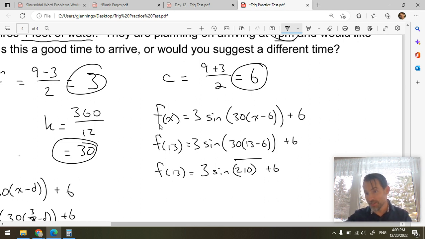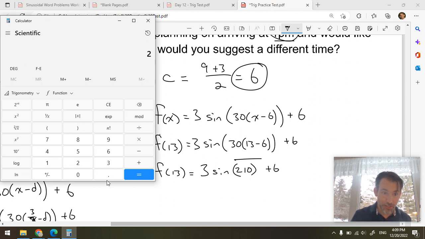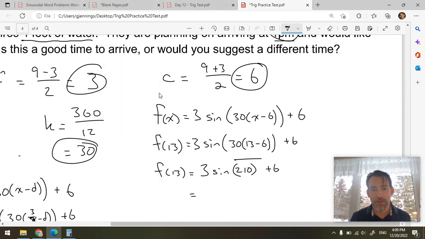Well, I got bad news for you. 210 is a negative value of sine, so it's going to be below 6. Let's see how much. The sine of 210, maybe you forget that it's negative 1/2, so you use a calculator. It's negative 1/2. All right, so that will be 3 times negative 1/2 plus 6. Oh, that's 4.5. So the water's high enough, they can come, right?